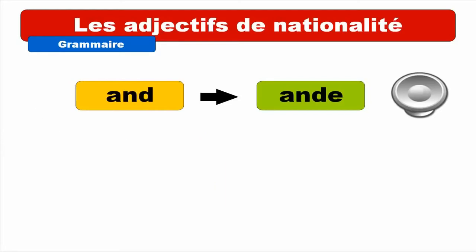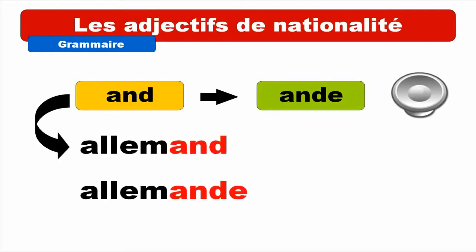And then en, so A-N-D, final D is not pronounced, so it's en, and feminine form is and. Okay, so you can see that the final E in the feminine form only gives you the possibility to pronounce the D, okay? And. Alright, so let's have an example. Allemand, repeat. Allemande, repeat.